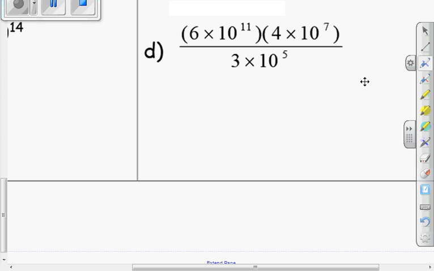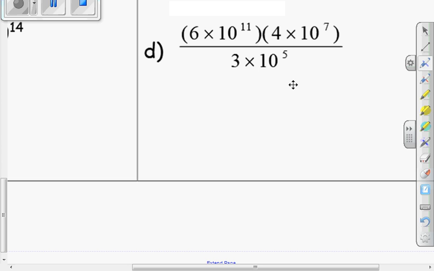Today's episode, we're looking at problem number 2, part D, which is 6 times 10 to the 11th times 4 times 10 to the 7th divided by 3 times 10 to the 5th. So I chose this problem today because we did not do a problem like this in our class examples.